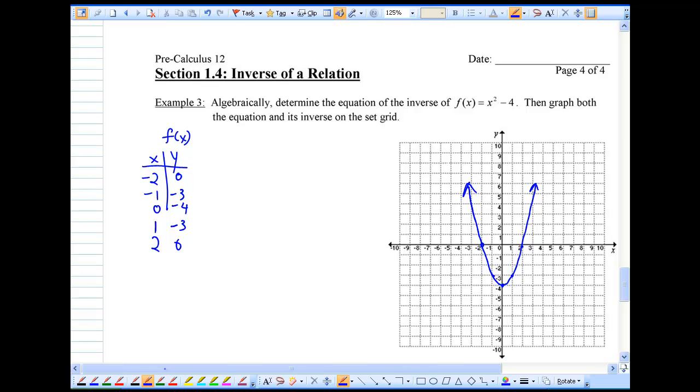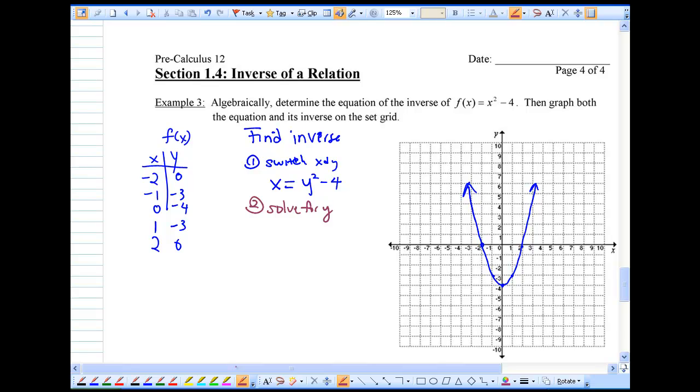Okay, now, how do we algebraically determine the inverse? Okay, let's find the inverse. First step is to switch the x and the y. Remember that? x equals y squared minus 4. Next step, solve for y.